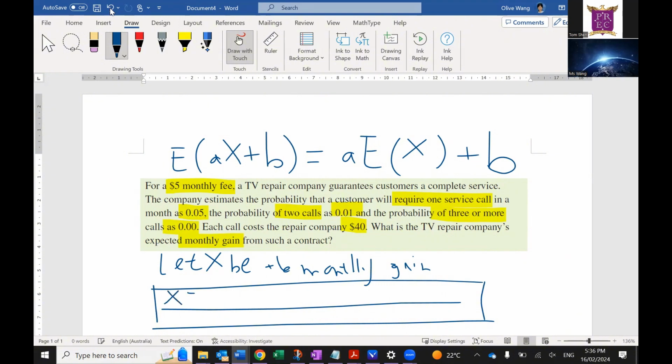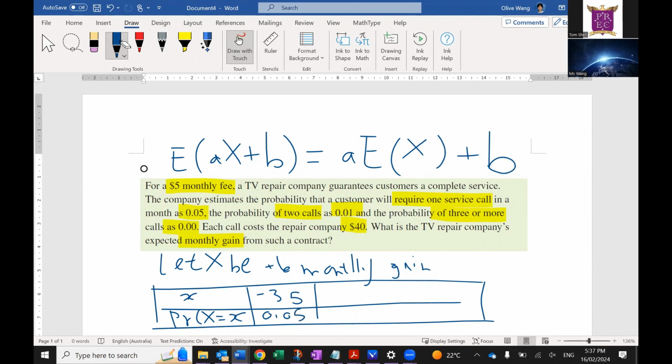So my x equals to x here. Okay, let's see here. If I receive 0, 1, first one is require 1 call. If I get 1 call, how much do I gain then? If I receive 1 call, I gain $5 and I lost $40. That means it's negative 35, and it's 0.05.